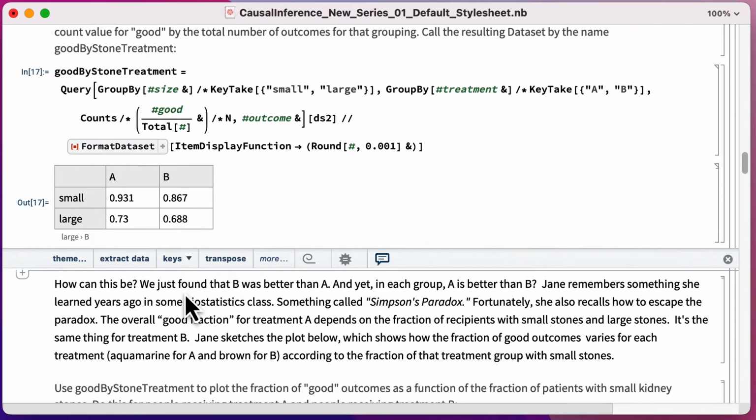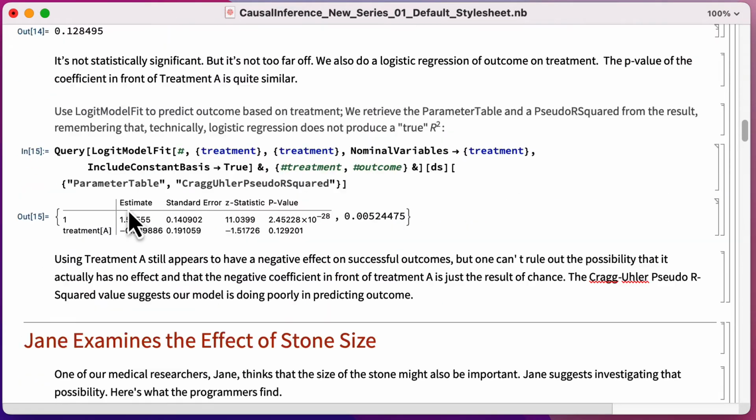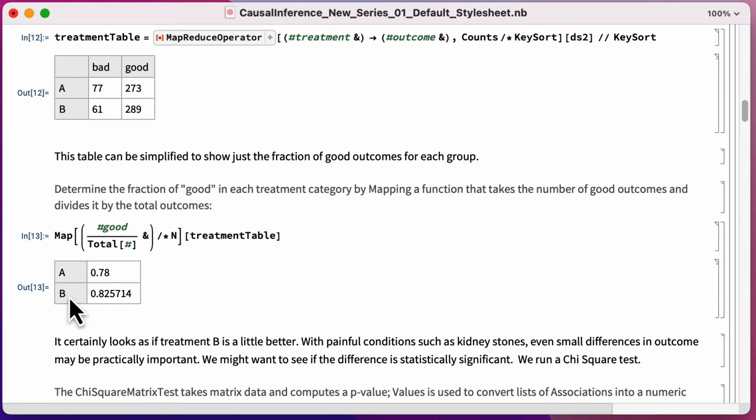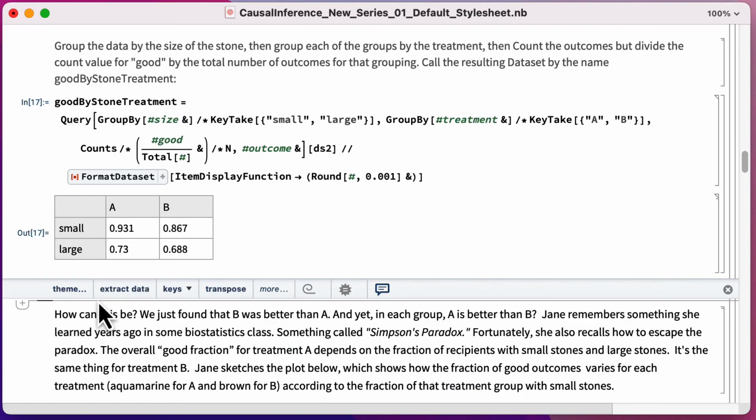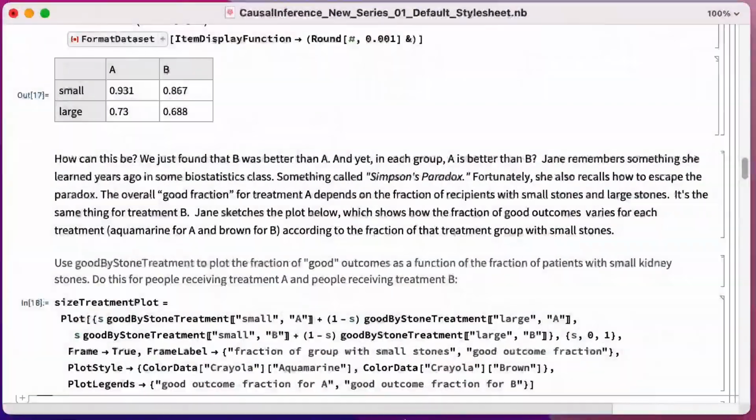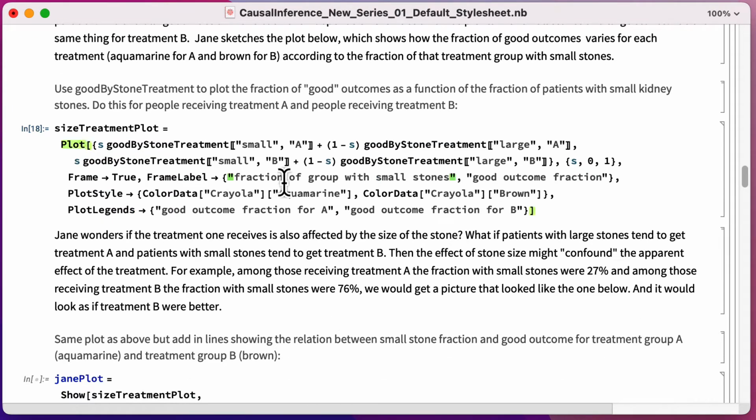Jane didn't. What you just saw is something called Simpson's paradox, in which overall you have B is better than A, and yet for each group, A is better than B. Good thing Jane paid attention in her biostatistics class. She remembers how you escape Simpson's paradox. What she's going to do is to make a plot in which, let's actually make the plot and then I can explain it.